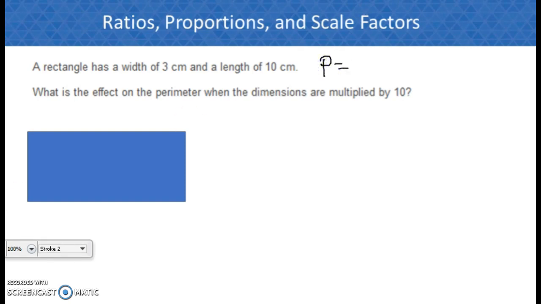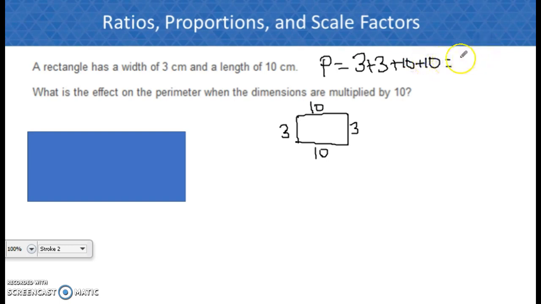So remember, perimeter, you add up all the sides. So if you have 3 on this side and 10 on this side, we know the opposite side is also 3 in a rectangle. Same thing here, the opposite side is 10. So we could add 3 plus 3 plus 10 plus 10. So we know the original perimeter is 26 centimeters.